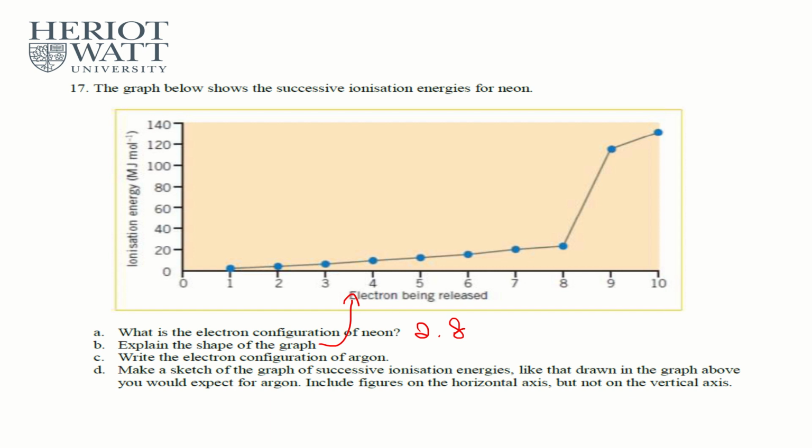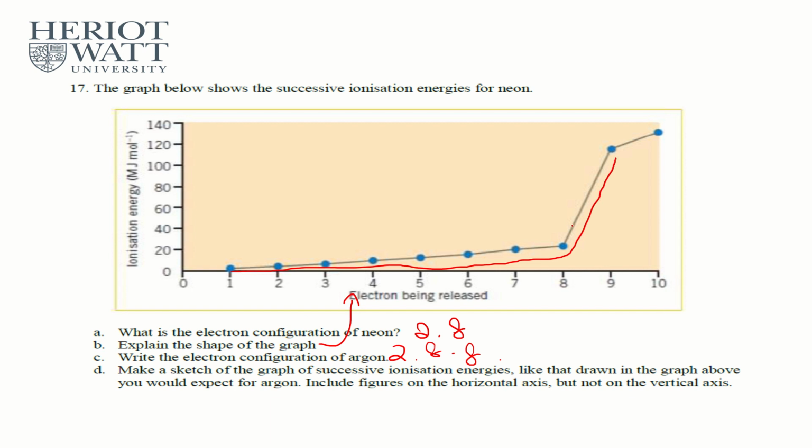All right. Write the electron configuration of argon. Argon is just below neon, so it's 18, so it's 2, 8, 8. All right. Additional shell. Make a sketch of the graph of successive ionization energies for argon. So you need to sketch it out roughly. In this case, we can see from the configuration that argon has an additional electron shell. So overall, generally, the ionization energy should be slightly lower. So the graph should be lower than neon, slightly lower line, and then shoot up at the same point.